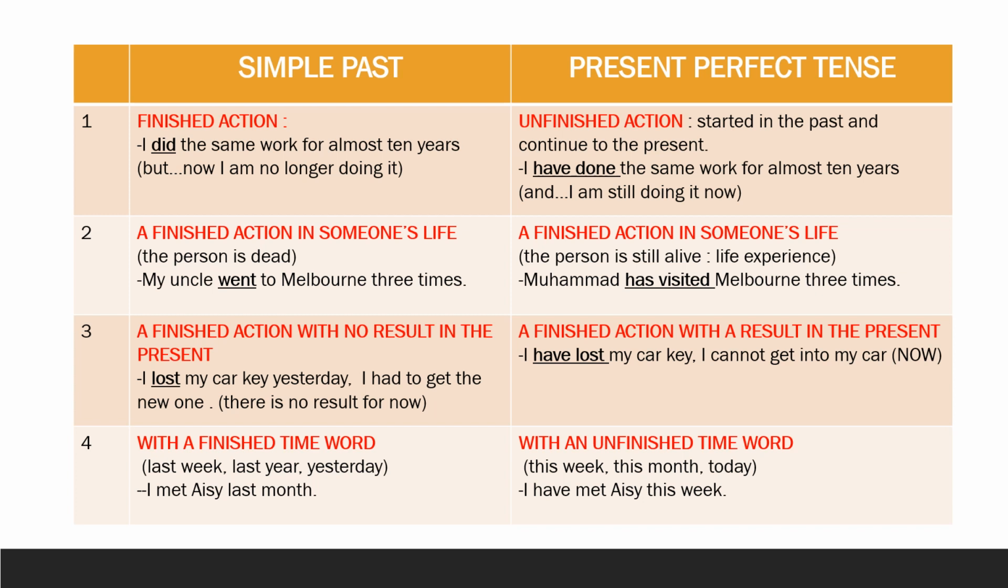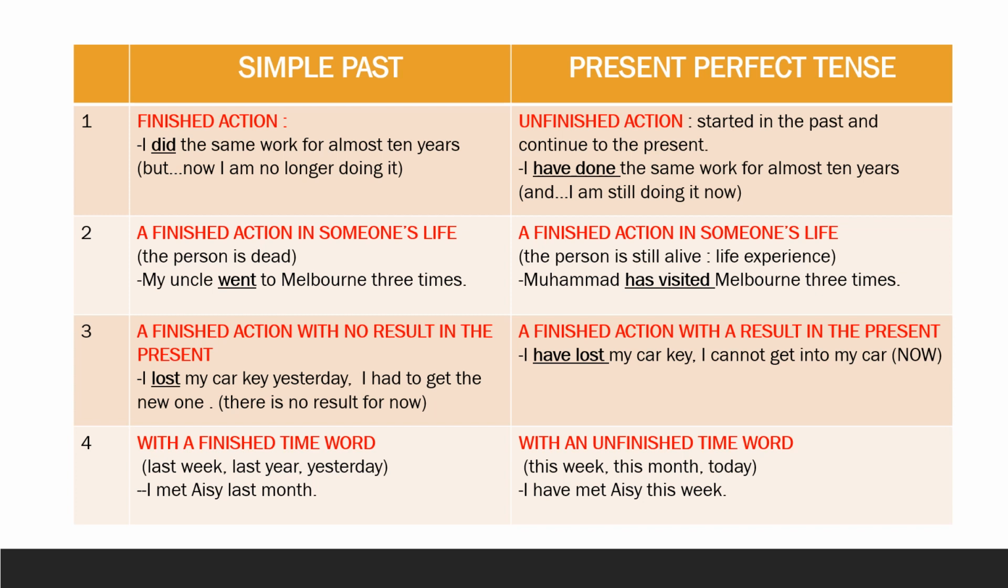Compared to present perfect tense, it is also a finished action but with a result in the present. Okay, example here. I have lost my car key. Sama. The first one tadi dia kata I lost my car key yesterday. This one, I have lost my car key. Dan kesannya, the result in the present is that I cannot get into my car. That is what happening now.